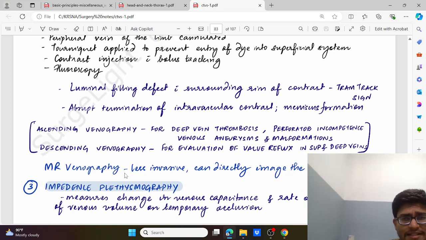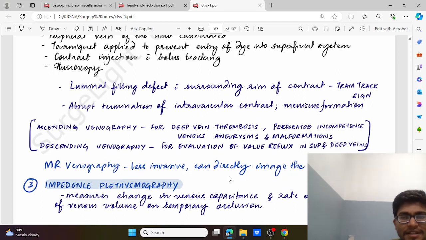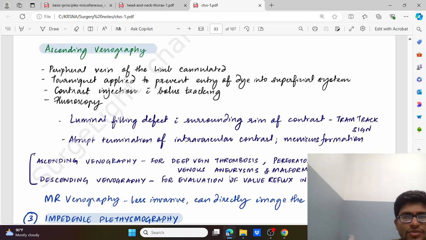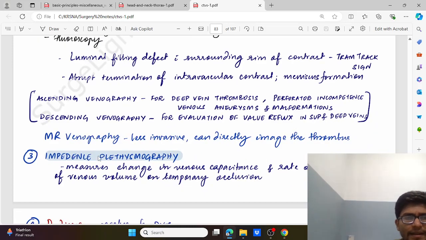Then we have a less invasive method, that is MR venography. It can directly image the thrombus, and we will not need any contrast. Then impedance plethysmography measures change in venous capacitance and rate of emptying of venous volume on temporary occlusion.